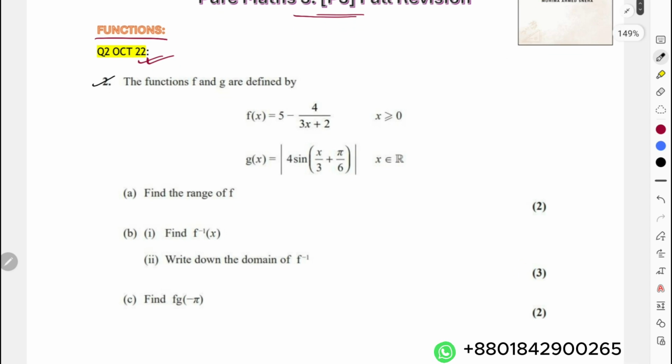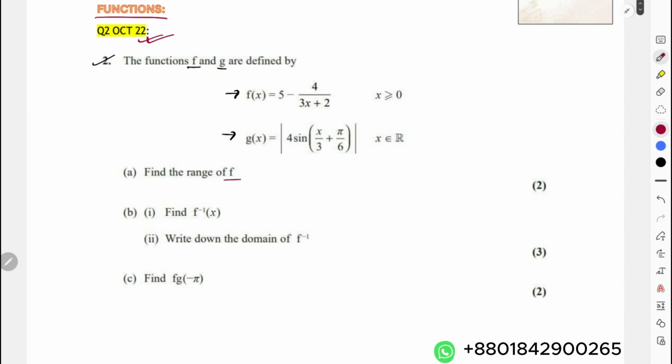This one says that functions f and g are defined by these two equations, and it asks us first to find the range of f(x). For this kind of equation, I do not actually understand how to find the range straight away. Even though it carries very few marks, you have to understand this very clearly, so I'm going to extend the maths a little bit.